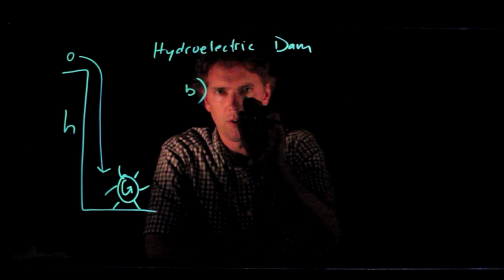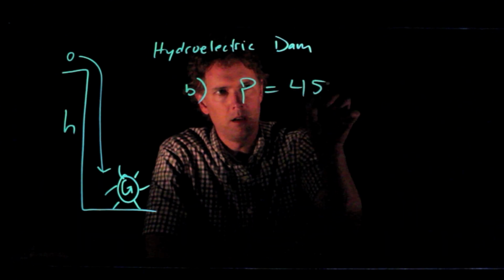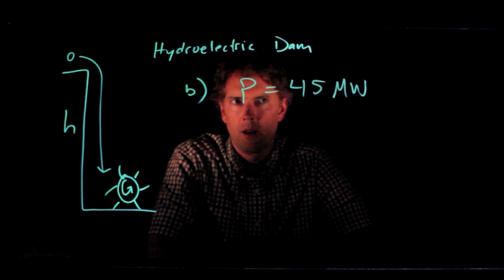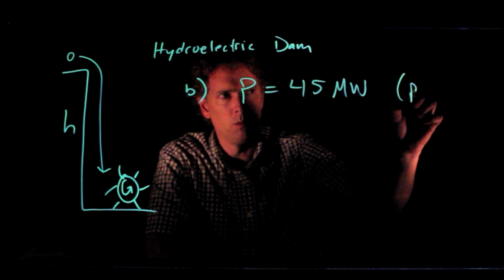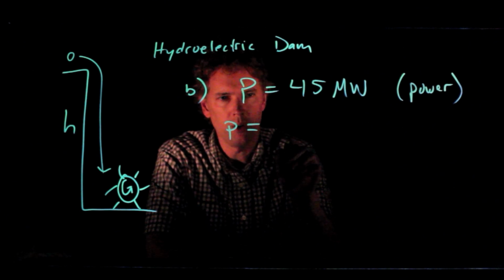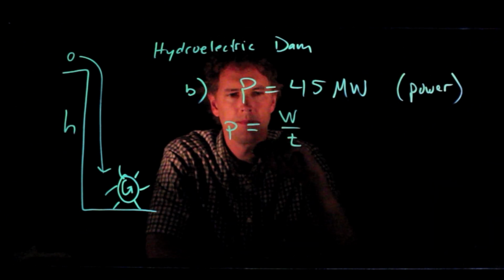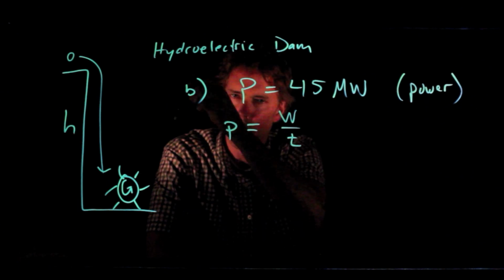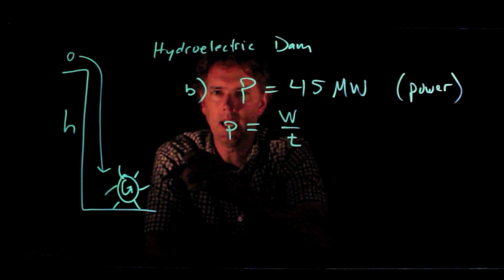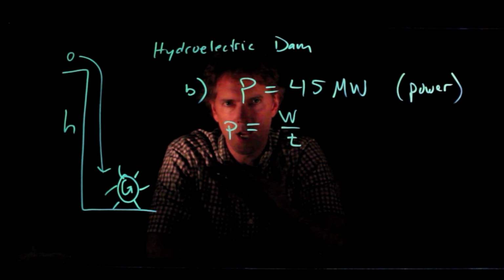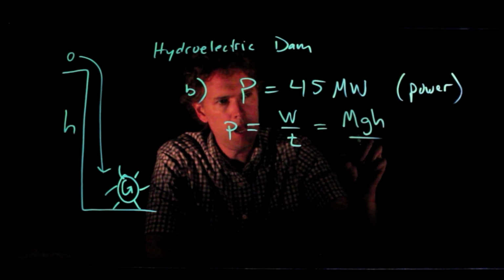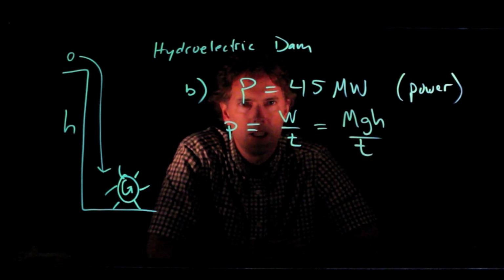Now, a typical hydroelectric dam maybe generates 45 megawatts of power. Power is what? Power, remember, is work over time. Okay. How much work did gravity do on the water falling? Well, there's a force mg, it went at height h, and so it's just the negative of the change in that potential energy. And so it is mgh, and it's falling in a time t.